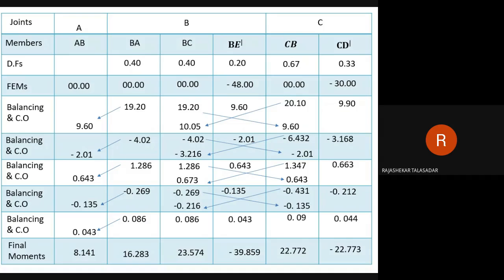If you add from here, 16.283, this is 23.574, this is 39.85. You have to see that the sum of these three should be 0. This plus this, the algebraic sum, must be 0. You are getting that. Similarly, CB and CD should be equal and opposite. You are getting 22.772 plus for CB, and for CD you will be getting minus 22.773. I think this is already done, so I have not animated much for this one.